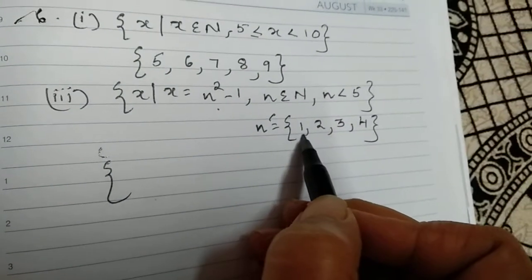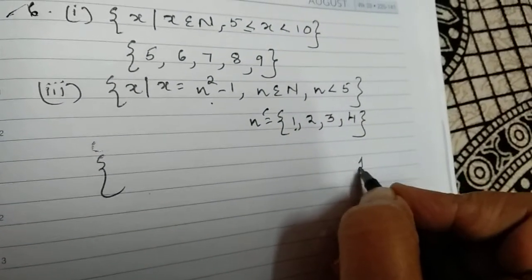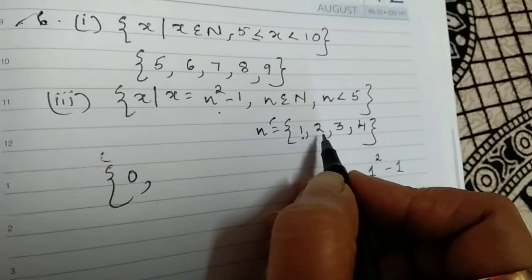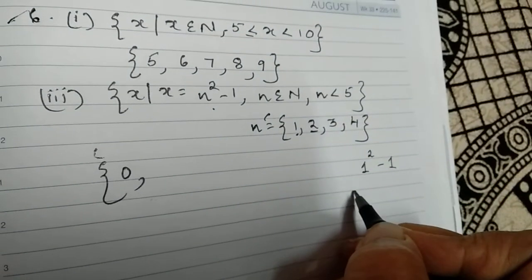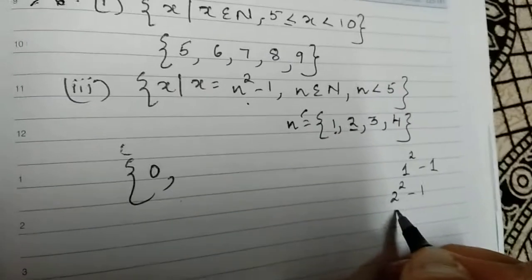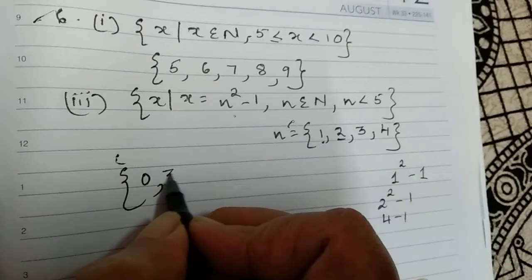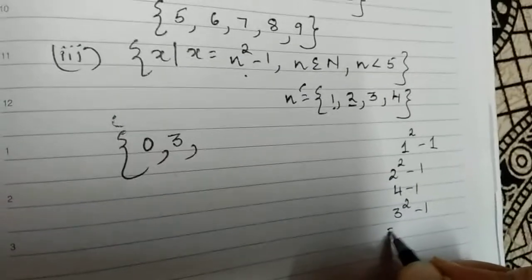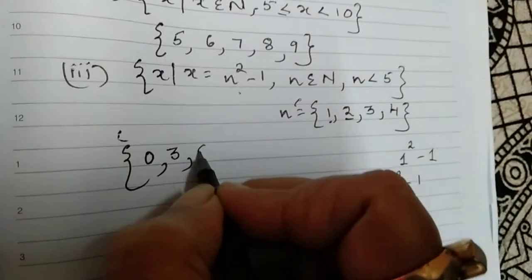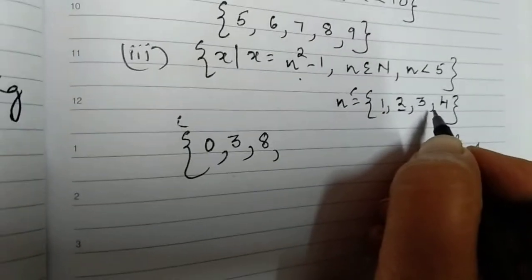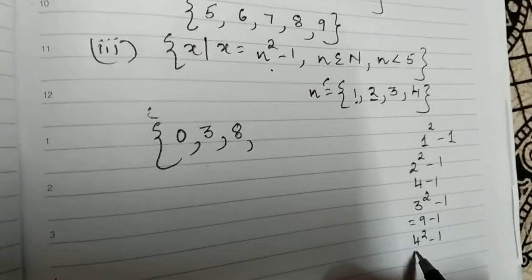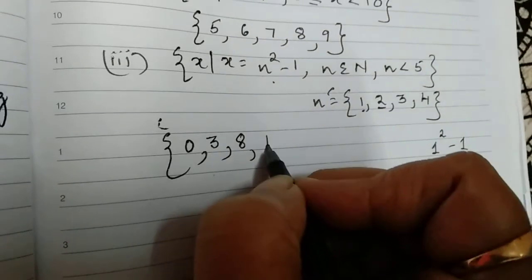So n square, if I take the first element as 1, then 1 square minus 1. 1 square is 1, minus 1, so it will be 0. Then I move on to the second element 2. So it is 2 square minus 1. That means 4 minus 1, that is 3. Then I move on to the third element 3. So it is 3 square minus 1. I hope you are understanding. It is 8. Then I move on to the next element which is 4. So 4 square means 16 minus 1, that is 15. Did you understand, girls?